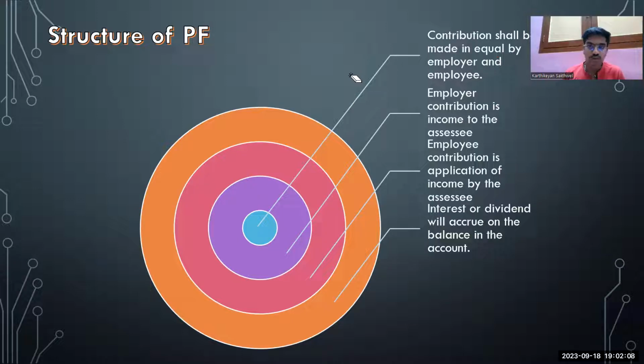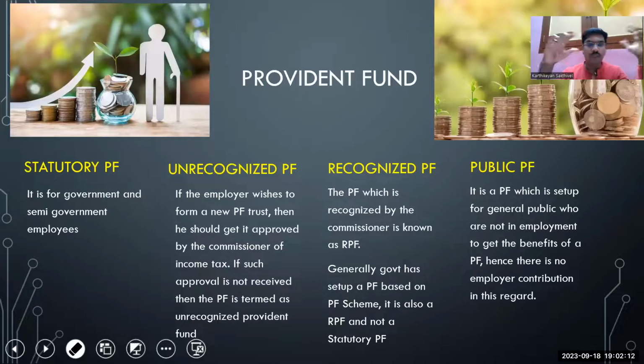Generally, if we have a bank account, we ask which bank you have your account in. Similarly, PF is broadly classified into 4 categories for the purposes of income tax. The first one is statutory provident fund. Second one is unrecognized provident fund. Third one is recognized provident fund, and the fourth one is the public provident fund.